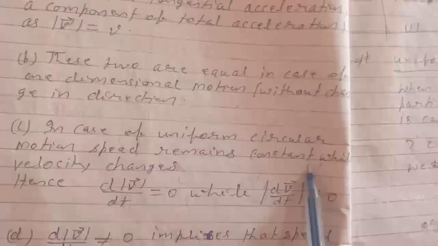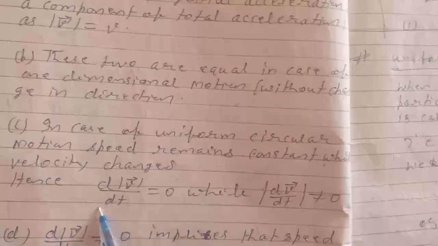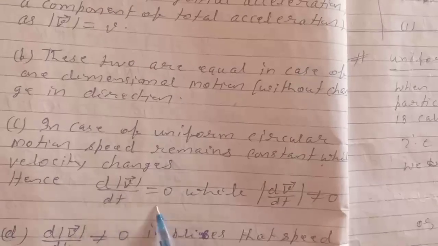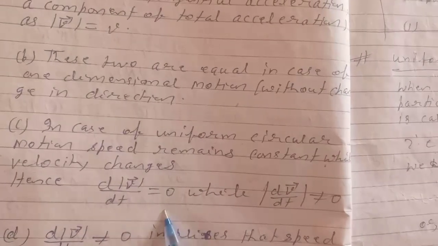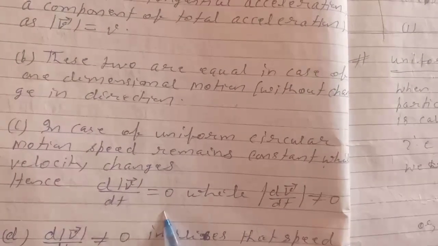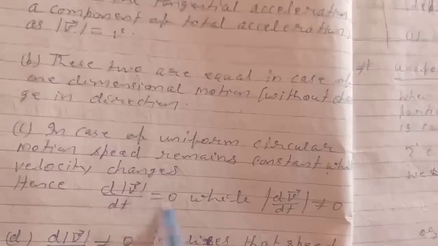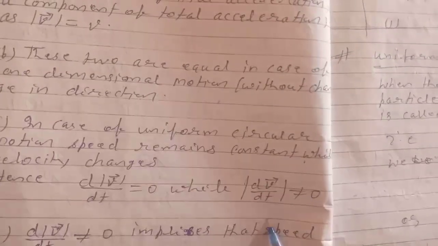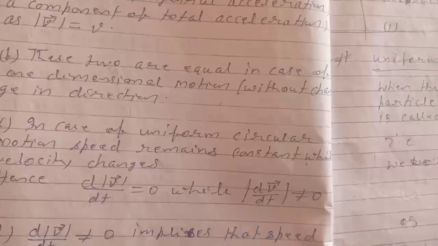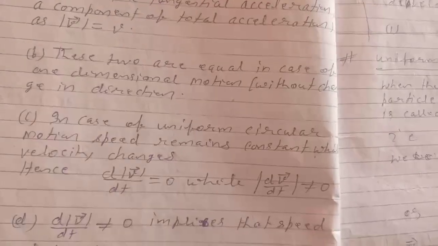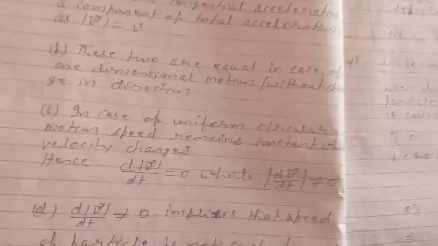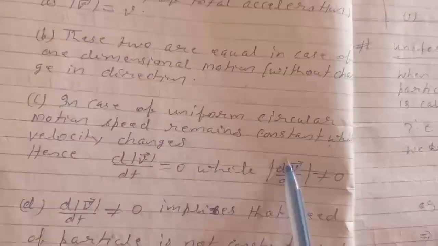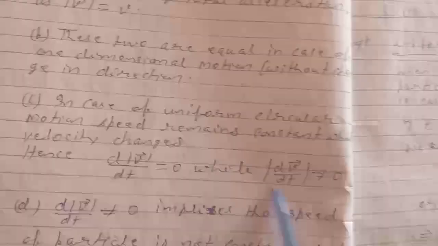In the case of uniform circular motion, speed remains constant while velocity changes. Hence, d by dt of mode of v equals 0. Speed remains constant, so the differentiation of a constant equals 0, while mode of dv by dt is not equal to 0, because velocity changes. In this case the direction always changes, instantaneously also.